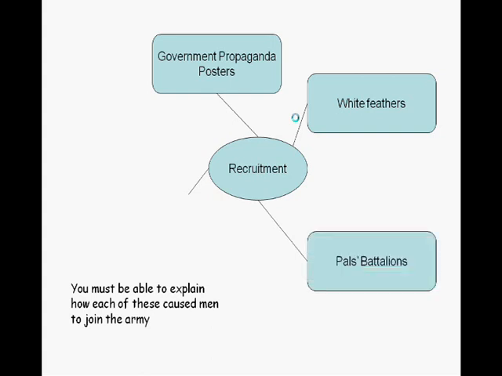There were the Pals battalions, where people could join up as a group of friends. So if you worked at the same factory, you could all decide, right, we'll all go and join up, and you go and fight together as well, so you wouldn't be split up.